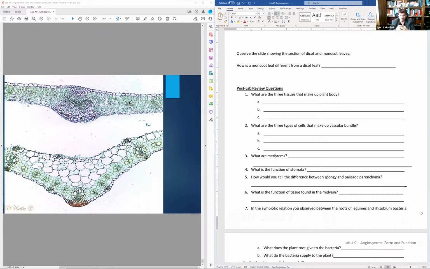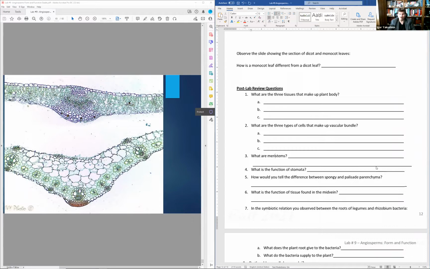What is the function of the tissue found in the mid-vein? Mid-vein is nothing else but the vascular tissues, the vascular bundle, transport. Xylem brings the water for the photosynthesis, and the sugar from the photosynthesis leaves the leaves so it can be distributed throughout the body of the plant.